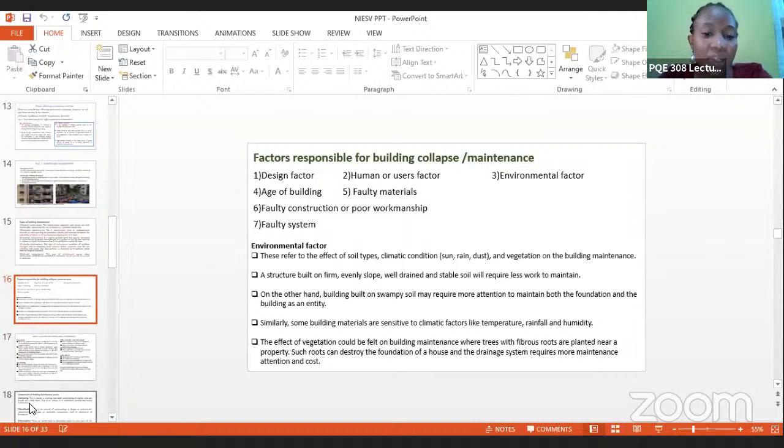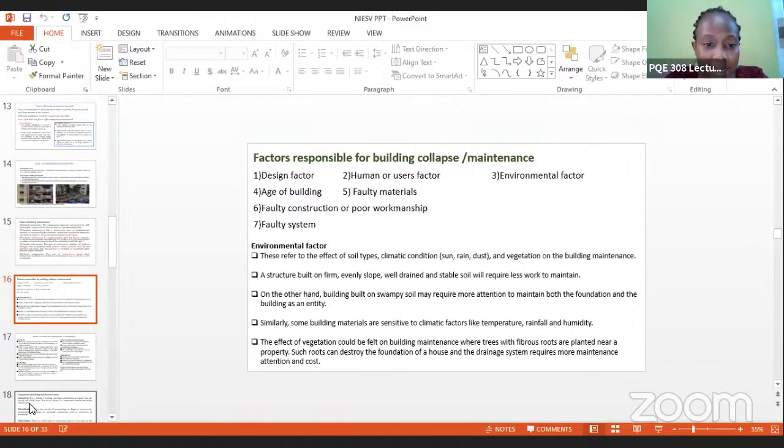So the factors responsible for building collapse are the same factors that are responsible for building maintenance. I don't know if we are getting it, because these factors actually go hand in hand. For example, let's start from the design factor. I think that is the first thing we should talk about, the preliminary thing before a building even comes into existence.